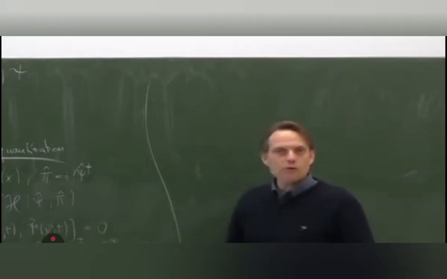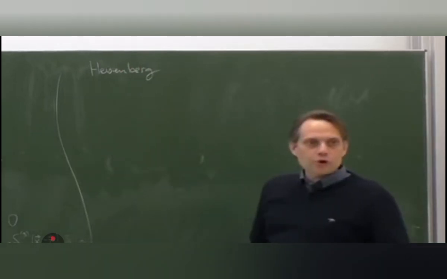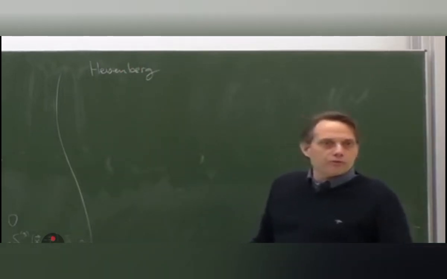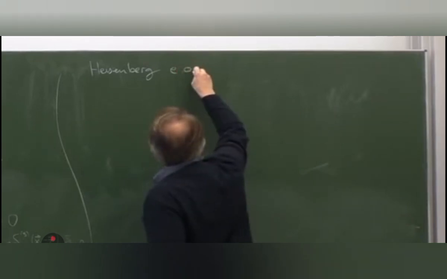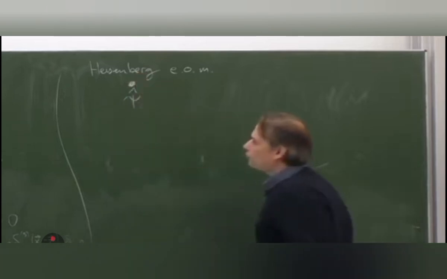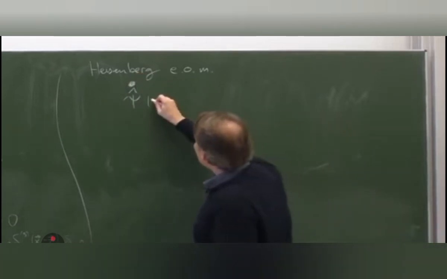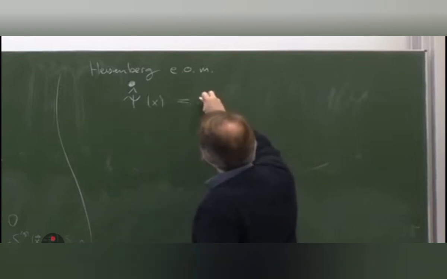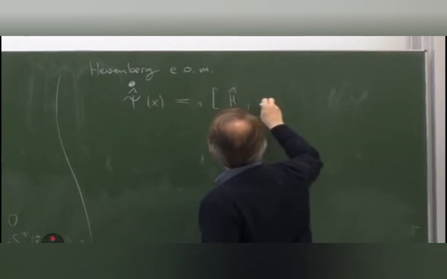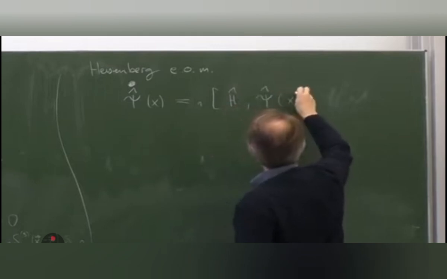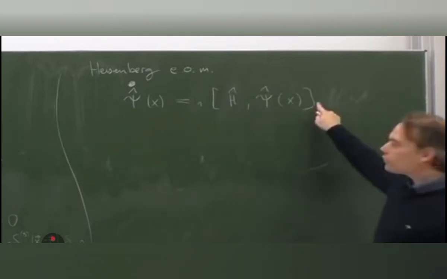Step in our standard canonical quantization procedure is to say we work in the Heisenberg picture. And in the Heisenberg picture, the operators are time dependent and they satisfy an equation of motion. So what is the Heisenberg equation of motion for our field operator? Psi hat dot of x is equal to i times the commutator of H with psi hat, with the same argument.